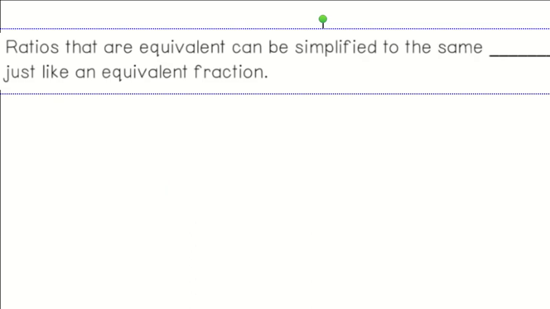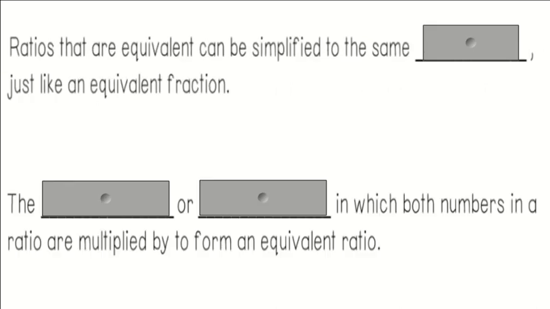So on your sheet there, we have ratios that are equivalent can be simplified to the same ratio, just like an equivalent fraction. So if two ratios are equivalent, they can both be simplified to the same thing. And that's one of the ways we can compare these and make it a little easier.